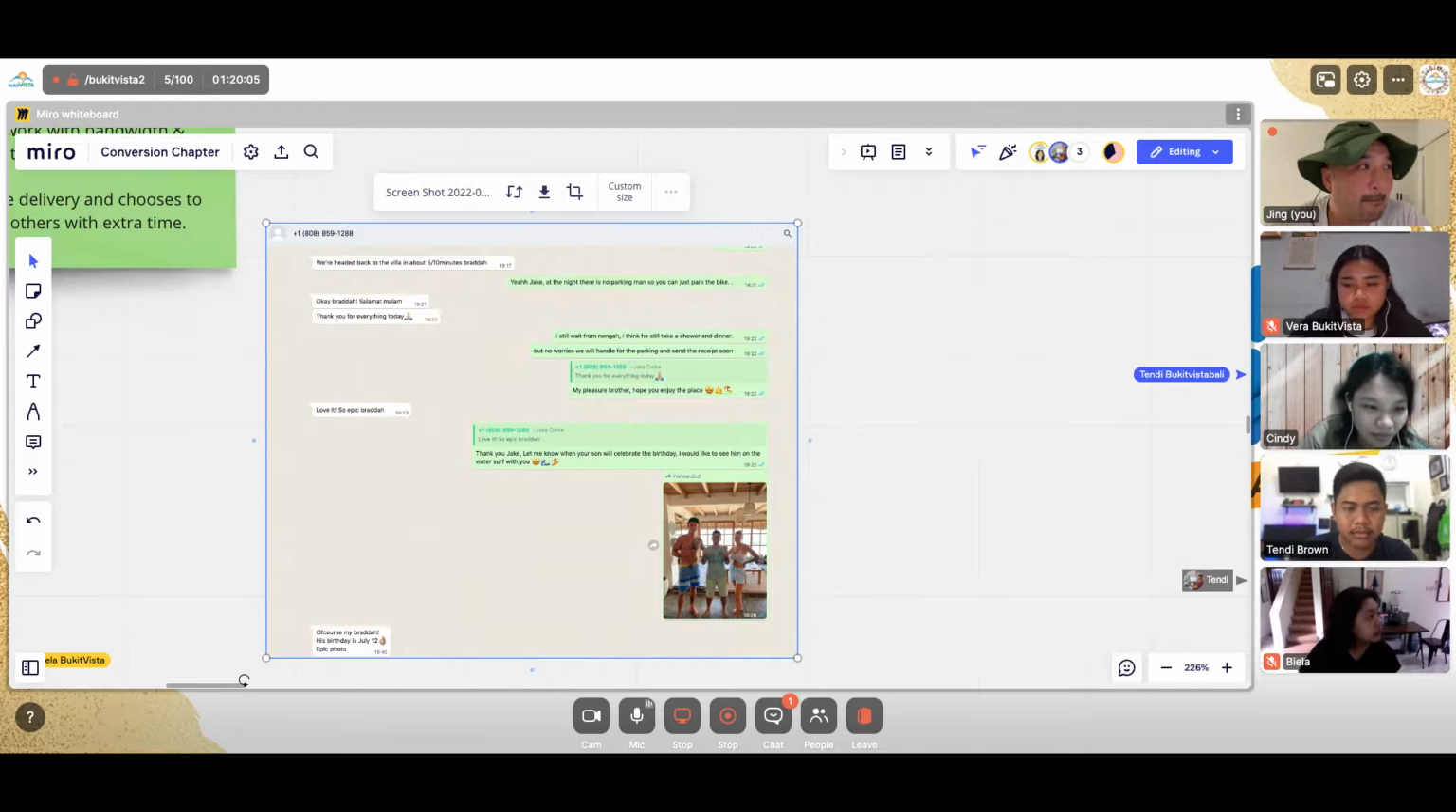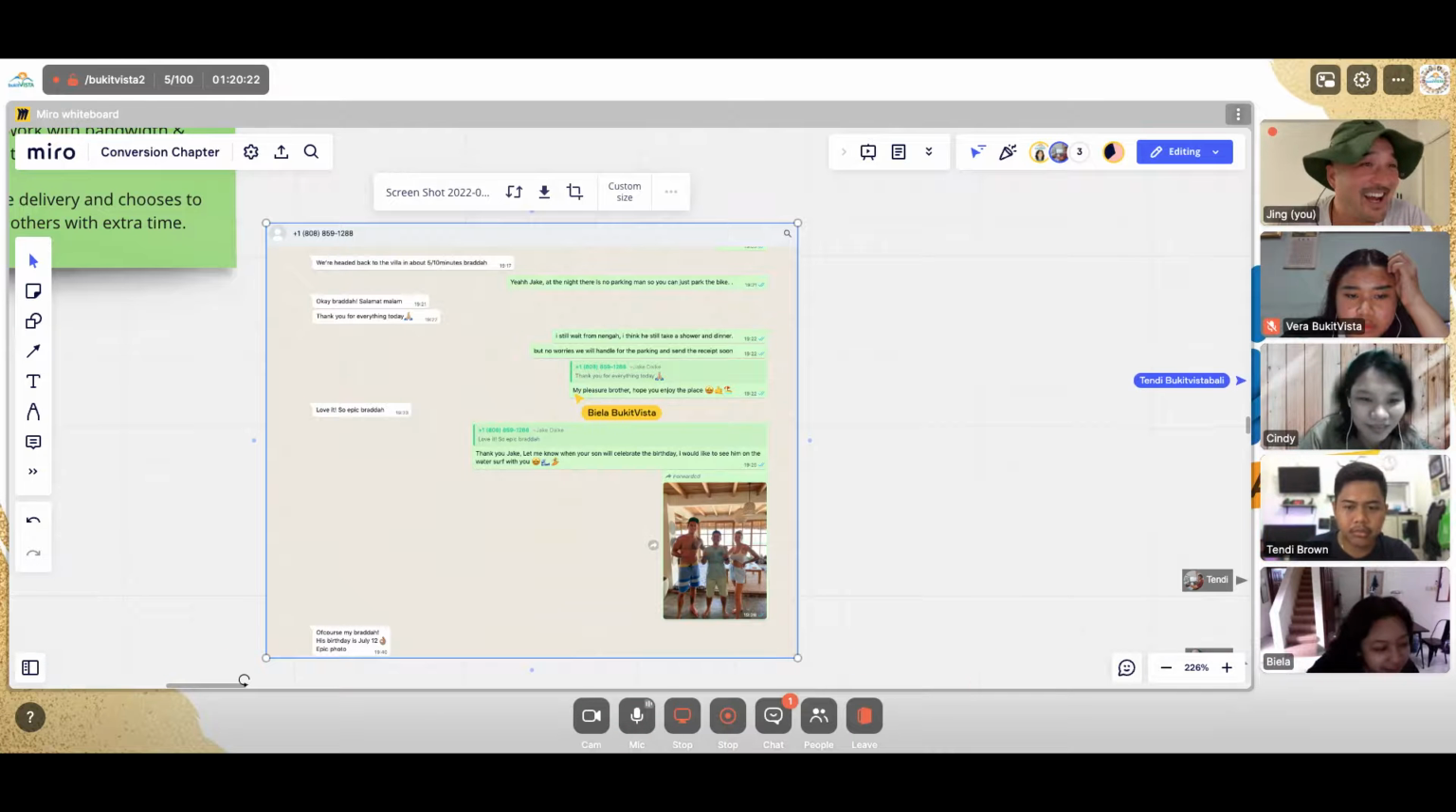Wait, I'm still dropping the WhatsApp thing. Okay, all right. Let's go to Bila. Bila, what else do you see in this WhatsApp conversation that indicates this guest might be a good advocate? I'm still trying to figure out how to use this. I just cannot find it.